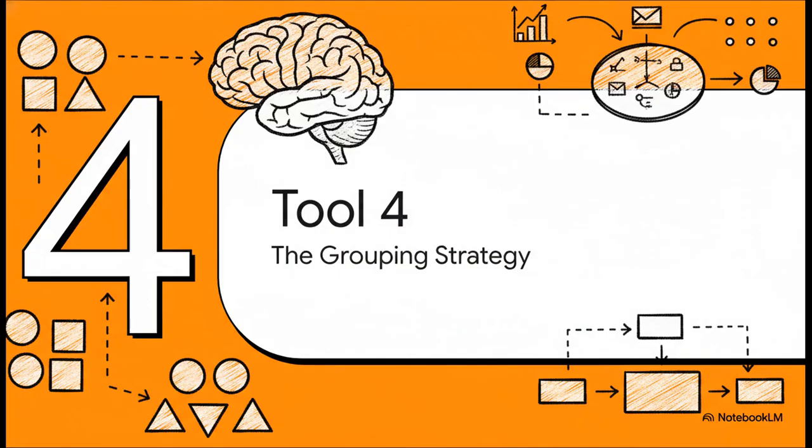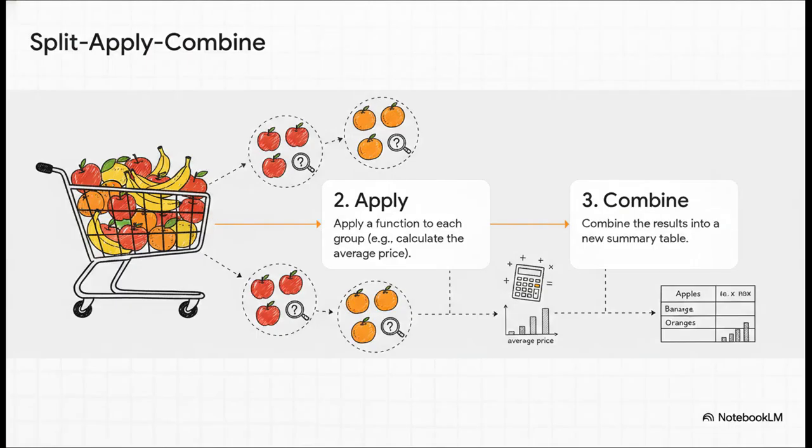And that brings us to our final and maybe the most powerful tool of all, the grouping strategy. Now that our evidence is all properly formatted, this is how we start drawing real conclusions by summarizing just massive amounts of information. The logic here is beautifully simple, and it's called split, apply, combine. First, you split your data into meaningful groups. Think about separating a grocery cart into piles of apples, bananas, and oranges. Then you apply some function to each of those groups, like calculating the average price for each fruit. And finally, you combine all those results into a brand new, neat summary table. It is an incredibly effective way to turn chaos into real insight.